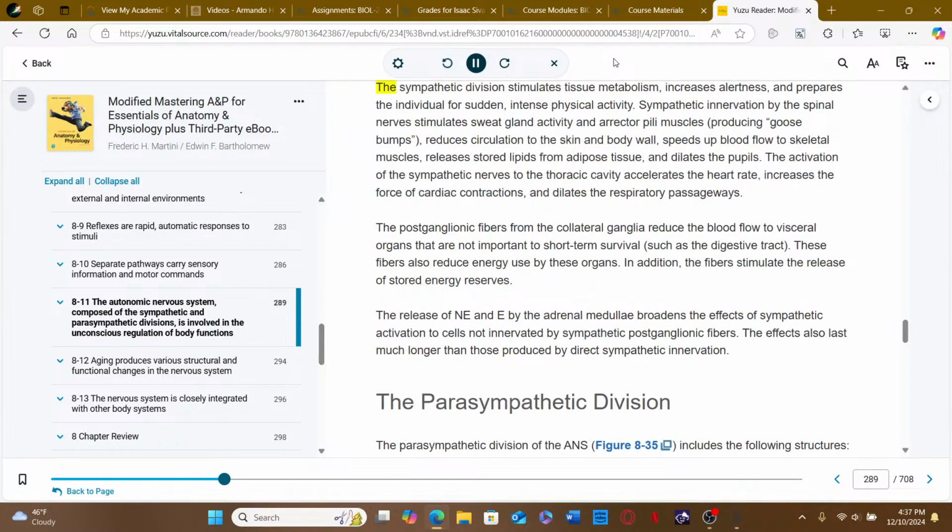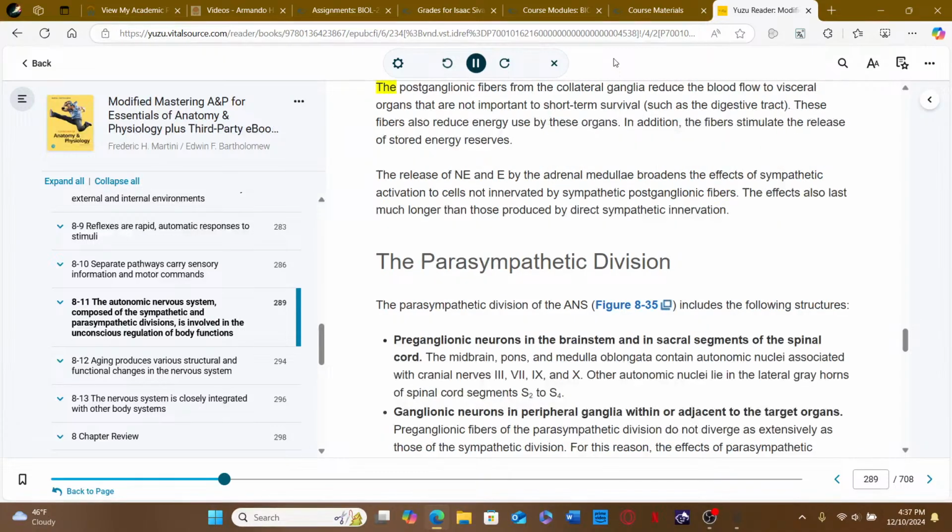General functions of the sympathetic division. The sympathetic division stimulates tissue metabolism, increases alertness, and prepares the individual for sudden, intense physical activity. Sympathetic innervation by the spinal nerve stimulates sweat gland activity and erector pili muscles, producing goosebumps, reduces circulation to the skin and body wall, speeds up blood flow to skeletal muscles, releases stored lipids from adipose tissue, and dilates the pupils. The activation of the sympathetic nerves to the thoracic cavity accelerates the heart rate, increases the force of cardiac contractions, and dilates the respiratory passageways.